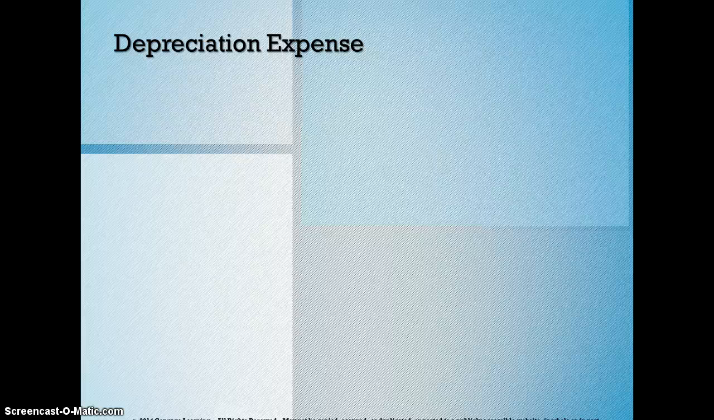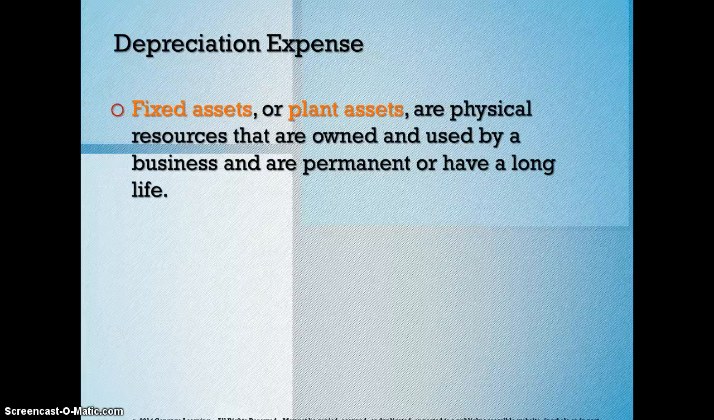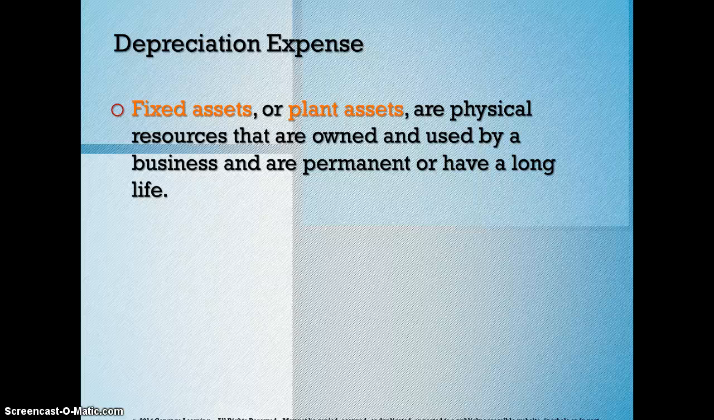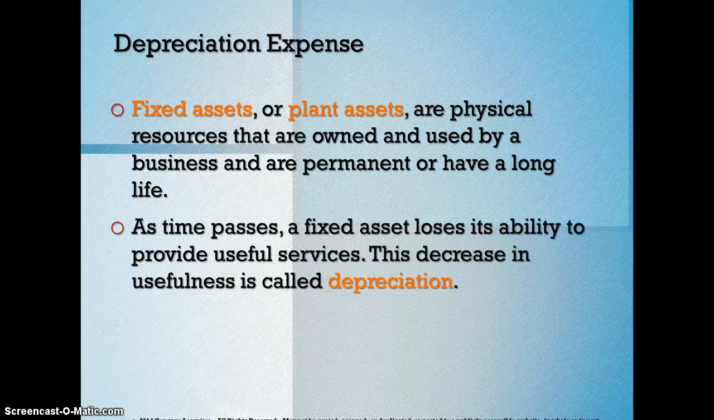I do want to talk a little bit about depreciation because this is a new concept. Depreciation involves fixed assets. These fixed assets are physical resources owned and used by a business and that are permanent or have a long life. So fixed assets are normally building, equipment, land. Okay, those are the most normal types of fixed assets: building, equipment, land.